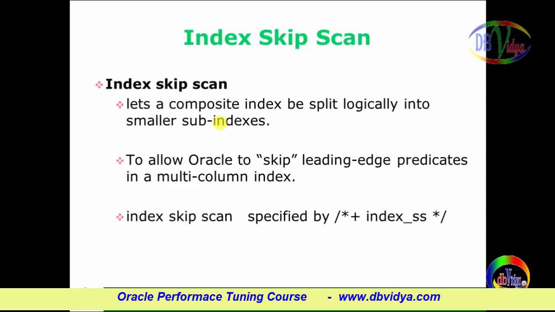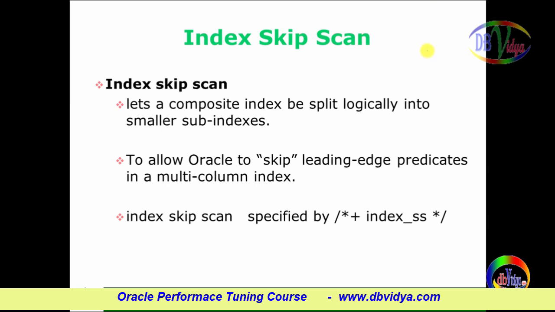So this is index range scan. What is index skip scan? Suppose you have a composite index, say on two columns, and in your predicate you are not using the leading column. Previous versions of Oracle used to ignore the index, but in newer versions it will skip the leading portion of the tree and use the sub part of the index. That means it will skip the leading edge. It will use the index.